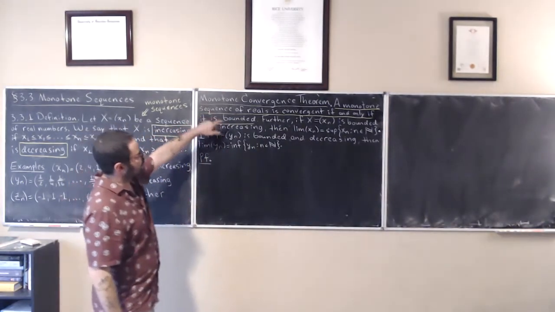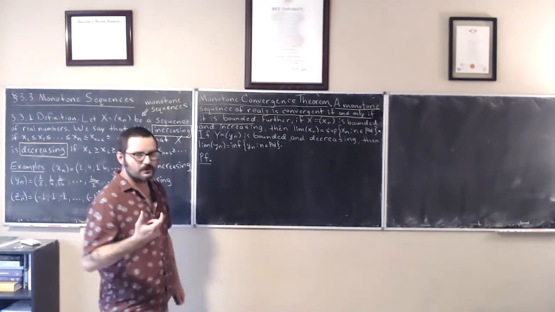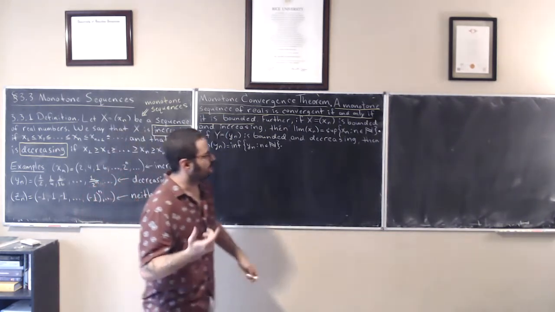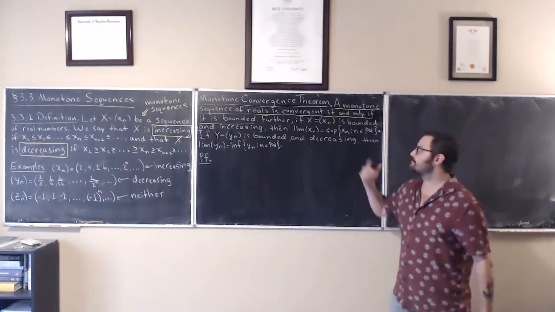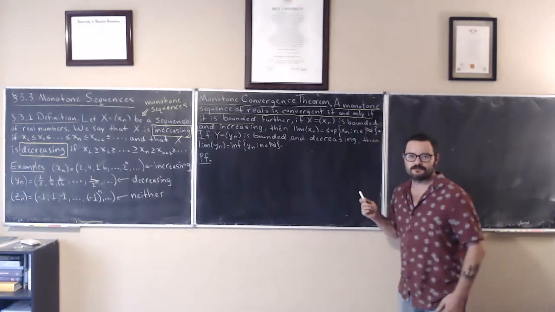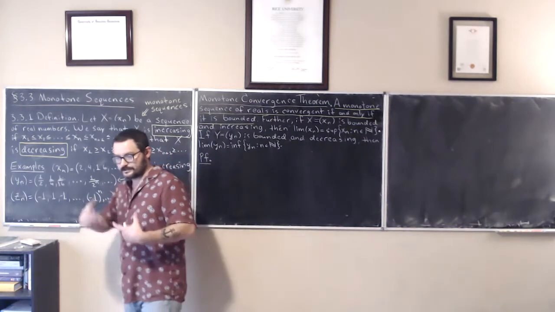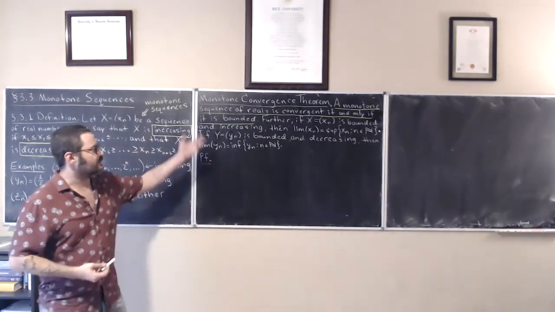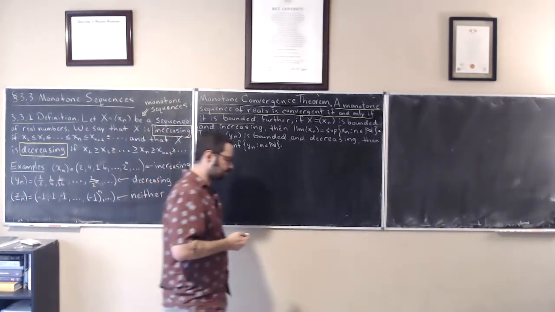I highlighted in yellow here the statement that most people would be familiar with, and that is a monotone sequence of real numbers converges if and only if it is bounded. Be sure to pay attention to that if and only if. If and only if statements are characterizations of some properties. So this is a characterization of convergence of monotone sequences.